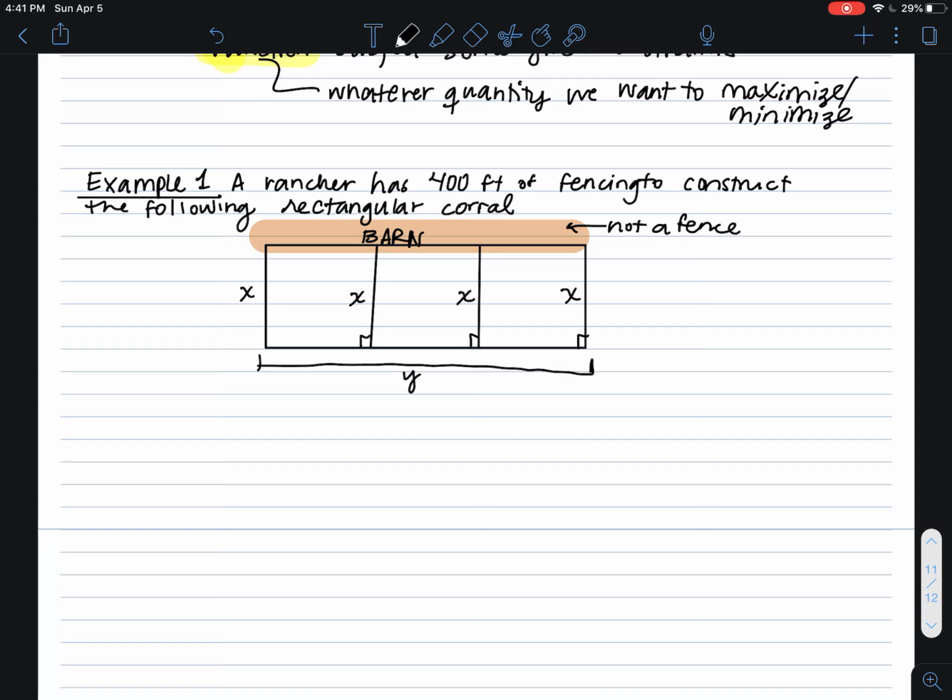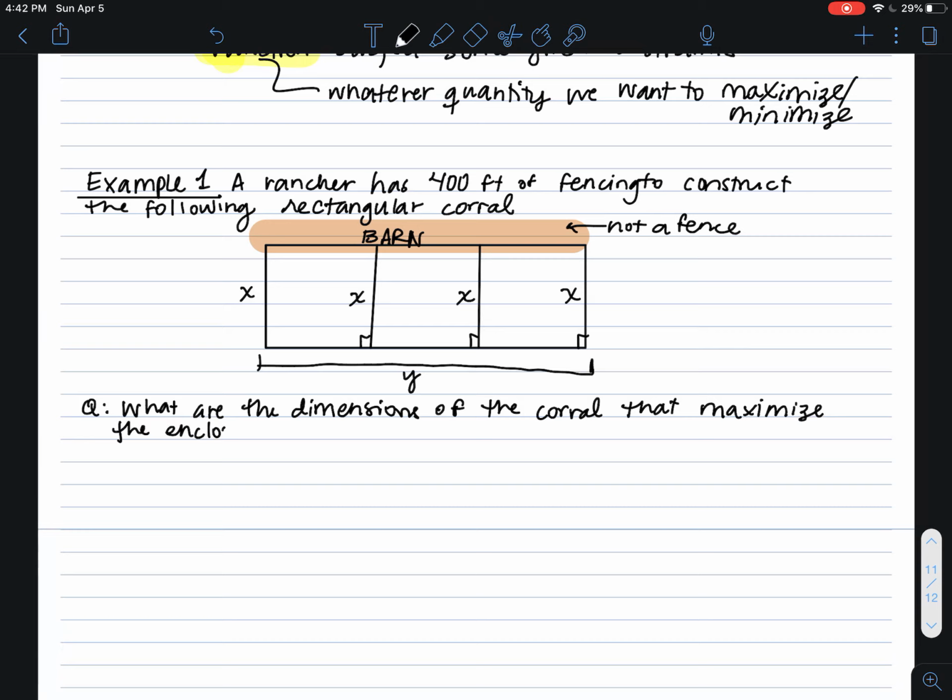And then this side is a different length. Okay, and the question is, what are the dimensions of the corral that maximize the enclosed area? And also, what is the area of the maximized corral?